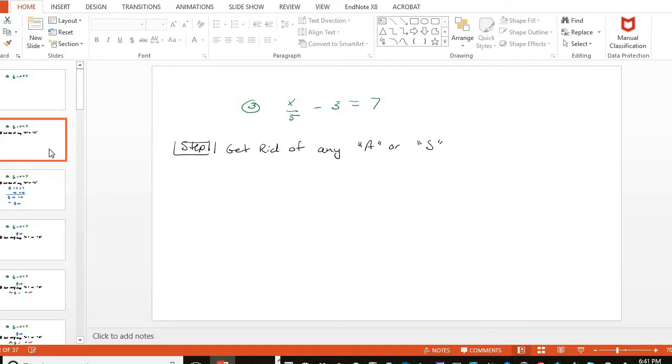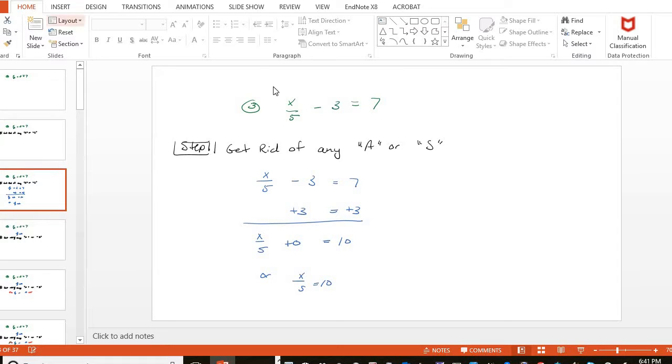So the first step is, as before, get rid of any added or subtracted. And so the first thing is this negative 3 that's here. You want to add the plus 3 to both sides, and you get x over 5 plus 0. It just drops down. The minus 3 and plus 3 cancel, and you get 0. And 7 plus 3 is 10. So you're left with x over 5 is 10.